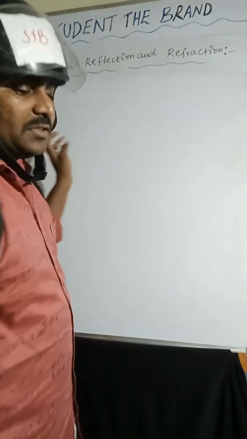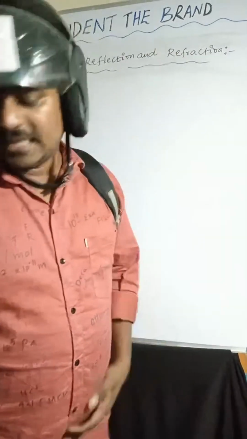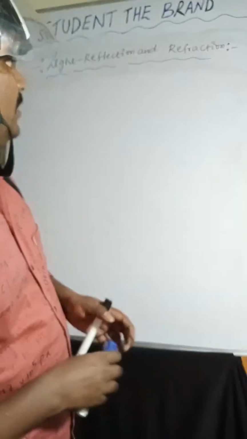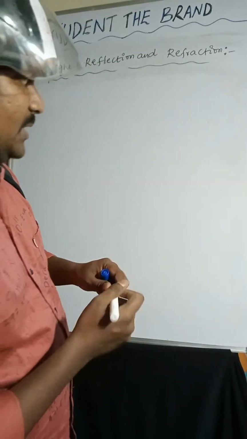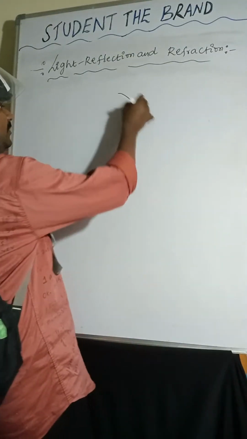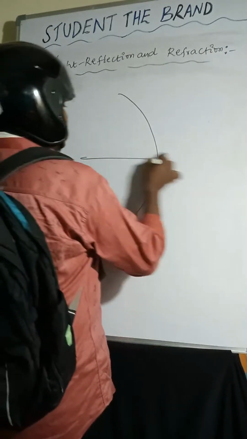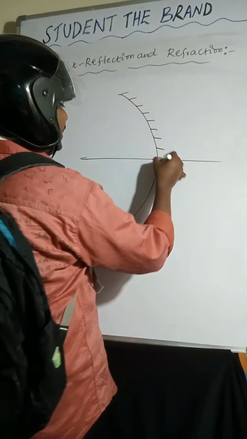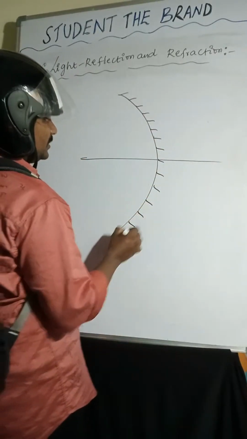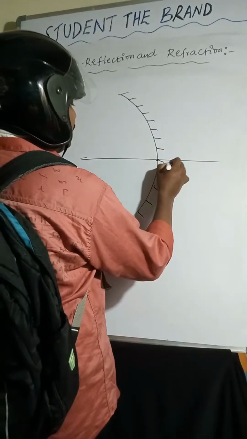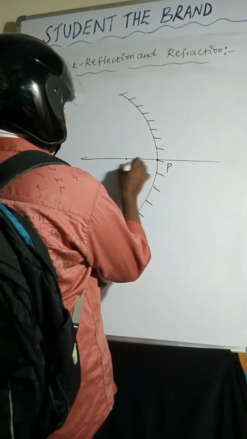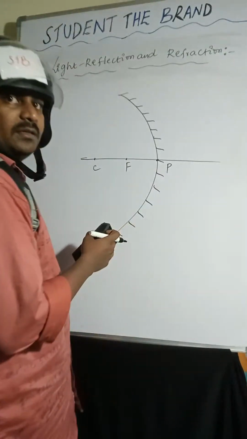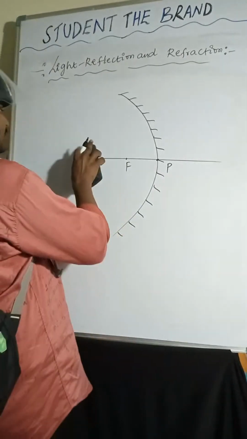So we'll discuss sign conventions. Okay. So concave mirror, convex mirror, and terms related are completed. Coming to the sign conventions. Here I am taking the pole, with focus and center of curvature.